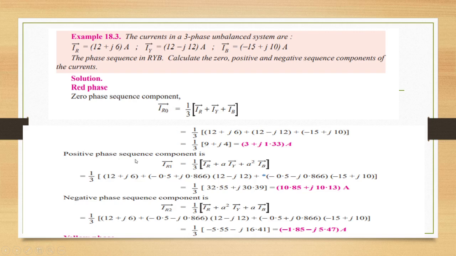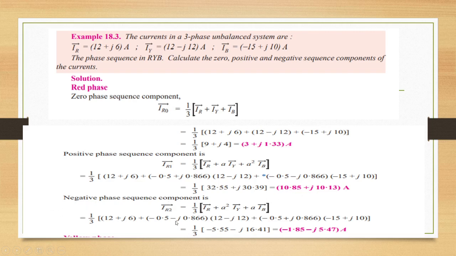Now the positive phase sequence component, IR1, will be equal to 1/3 times (IR plus A IY plus A square IB). A value you take as minus 0.5 plus J0.866, and A square value is minus 0.5 minus J0.866. So already we derived these values. So A value in rectangular form is minus 0.5 plus J0.866, and A square value is minus 0.5 minus J0.866. Add these values and divide by 3. We are going to get the value of the positive phase sequence component as 10.85 plus J10.13 amps.